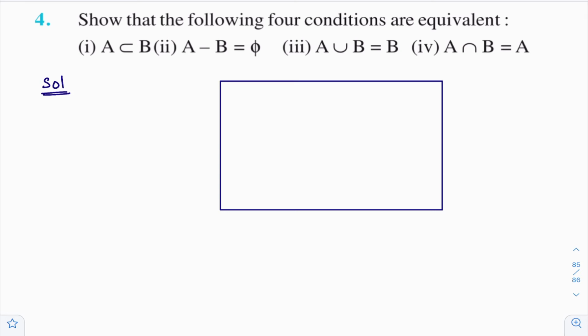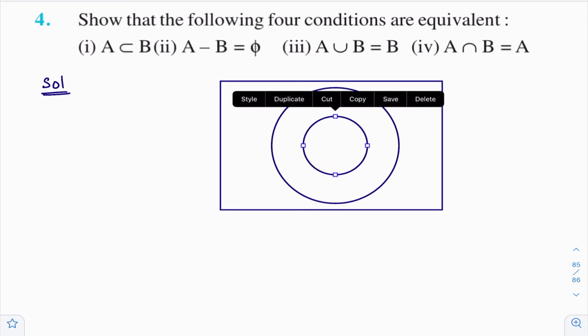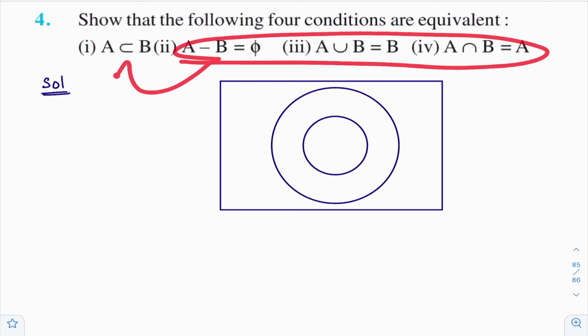So here A, B, 2 sets are there. So I'll take 2 sets A and B. This is one set, and I need one more smaller set. Here the basic point is, these are all formulas. I'll say simply like this. When A is a subset of B, then A minus B is the null set. When A is a subset of B, A union B is B. When A is a subset of B, A intersection B is A. The main thing of this question is you want to learn this point. When A is a subset of B, all these things hold good. When all these things hold good, A is a subset of B.